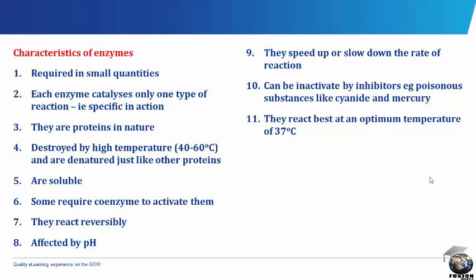Proteins are soluble. 4. Some enzymes require coenzymes to activate them. Coenzymes are non-protein. And 5. Enzymes react reversibly. 6. Changes in acidity and alkalinity affect enzymes. 7. They speed up or slow down the rate of reaction. 8. Enzymes can be inactivated by inhibitors, for example, poisonous substances like cyanide and mercury. 9. They react best at an optimum temperature of 37 degrees centigrade.